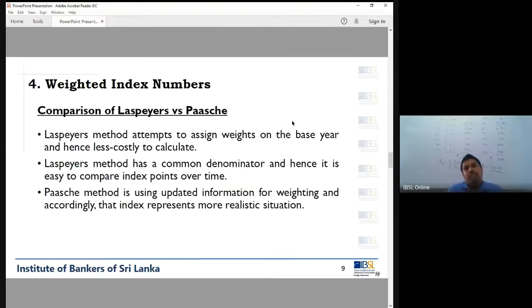Let's do a little bit of a comparison of these 2 methods and see what the merits and demerits of each of these methods are. Okay. First point, last pairs methods is going to assign weights on the base year and hence less costly to calculate. What does it say? Last pairs method attempt to assign weights on the base year and hence less costly to calculate. So the weighting under the last pairs method is calculated for the constant set of quantities that is defined at the year 0.